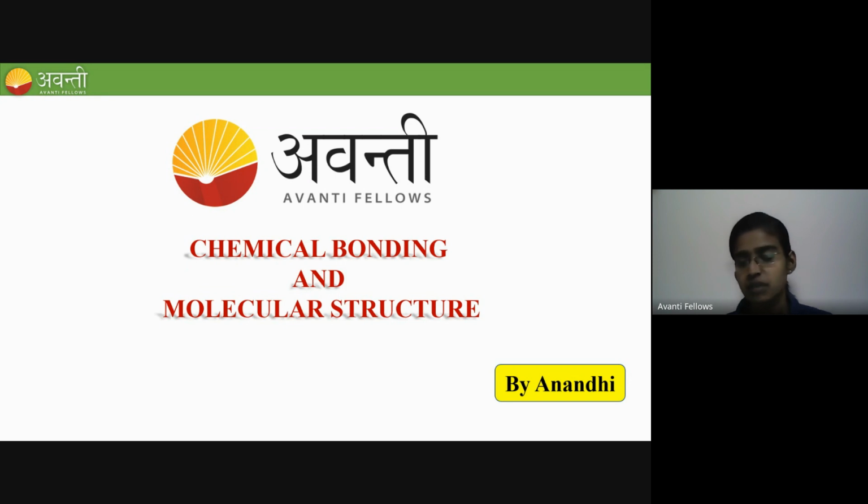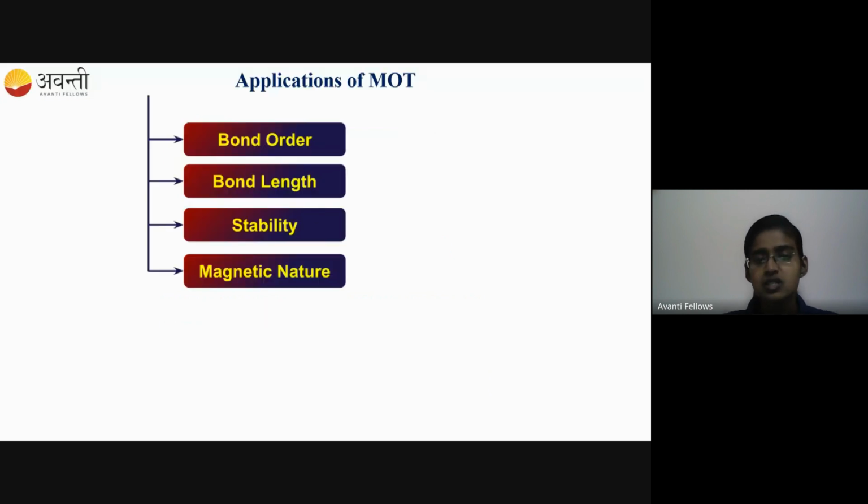So let me start with the class. We are discussing the chemical bonding and molecular structure part, right? We are at the end of the lesson now. In the last class, we were discussing the molecular orbital theory, and I discussed the postulates and some cases. At last, I was telling about the applications of molecular orbital theory. From the molecular orbital theory, we can find out the bond order, bond length, stability, and magnetic nature. I also completed the bond order part somewhat partially in the last class.